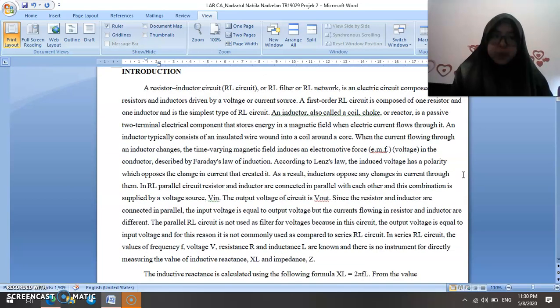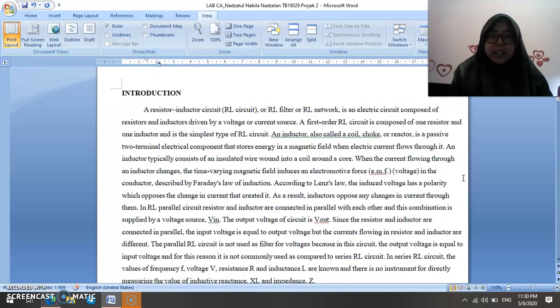This is my introduction about the RL circuit, which is a resistor-inductor circuit, or RL filter, or RL network. It is an electric circuit composed of resistors and inductors driven by a voltage or current source. An inductor, also called a coil, choke, or reactor, is a passive two-terminal electrical component that stores energy in a magnetic field when electric current flows through it.